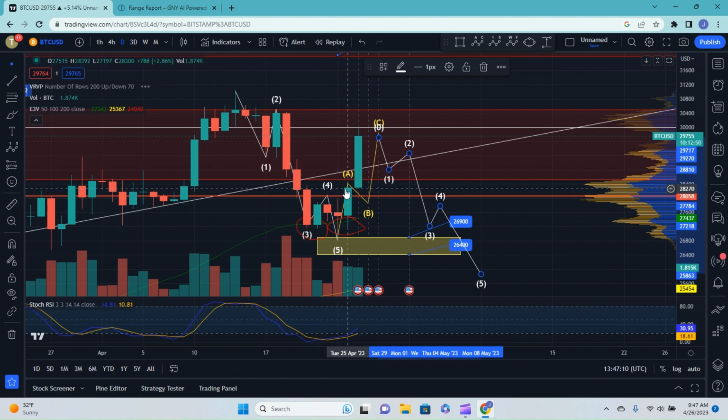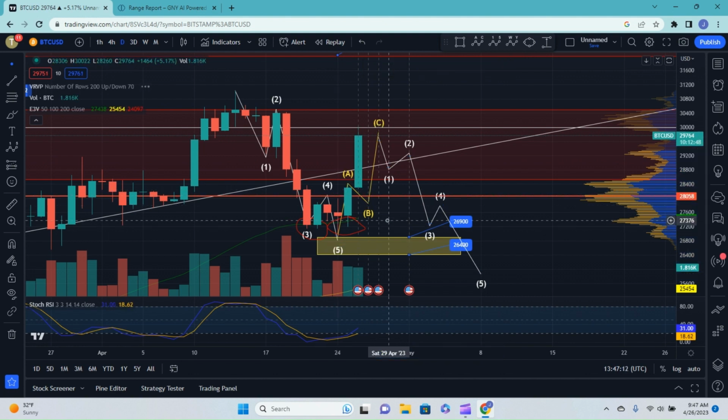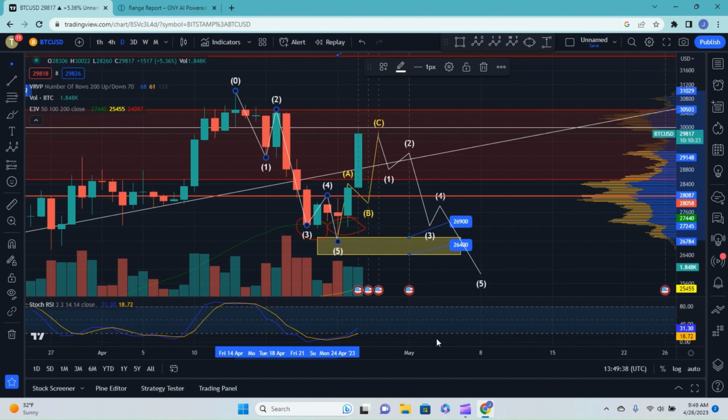That still is the expected play here. Now, with that being said, this fifth wave to the downside, as well as this impulsive move that we've seen in our reversal, pushing back up towards 30,000, both of those moves did happen faster than I anticipated them to. So with that being said, there is some possible more growth to the upside.